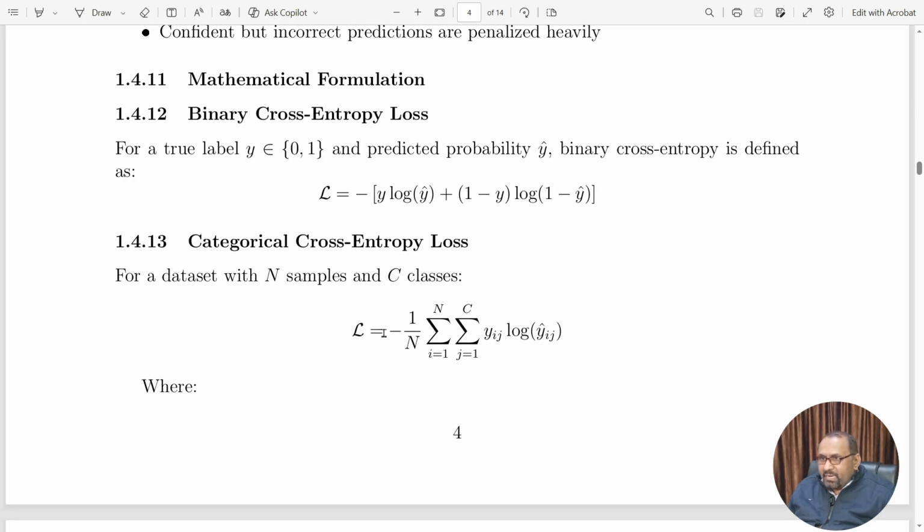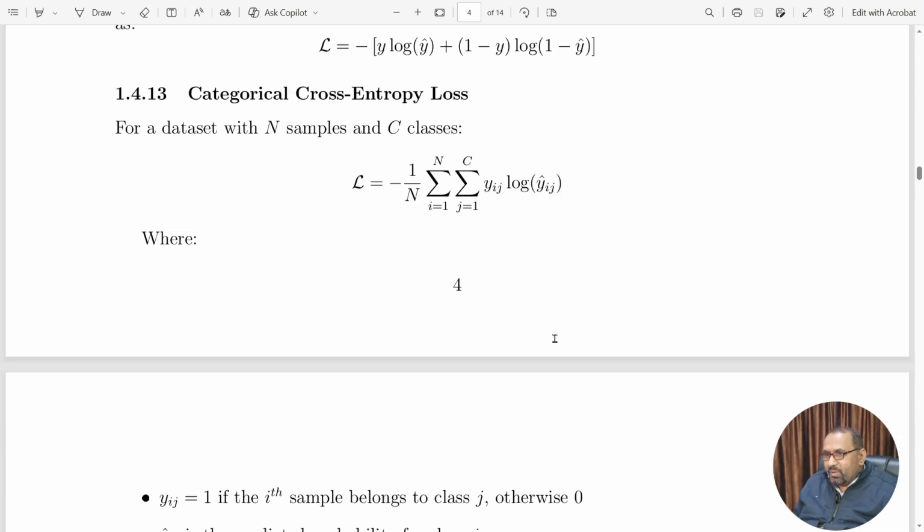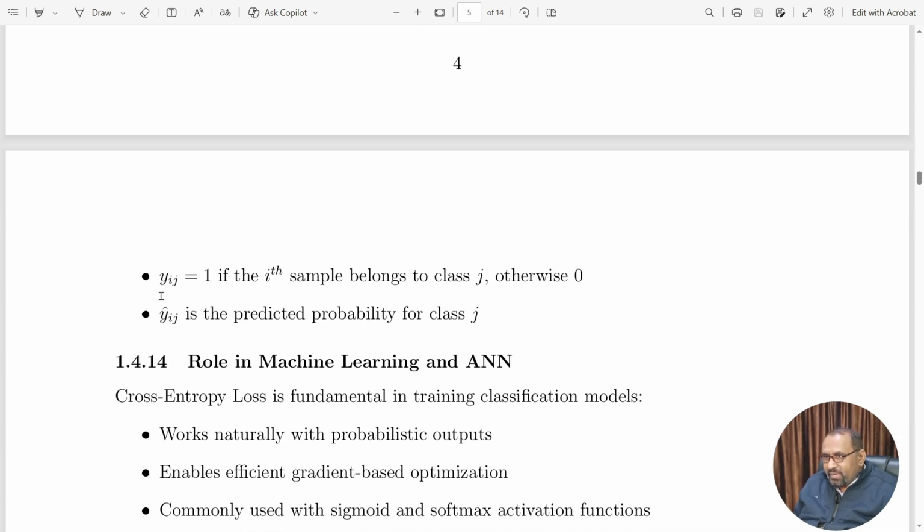Okay, and for categorical cross entropy loss we have a data set with n samples and c classes. So L is equal to minus 1 upon n summation i equal to 1 to n, summation j equal to 1 to c, yij log yij cap, where yij is equal to 1 if the ith sample belongs to the class j, otherwise it will be 0. And yij cap is the predicted probability for class j.